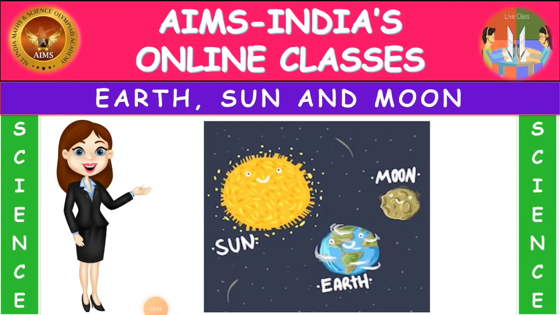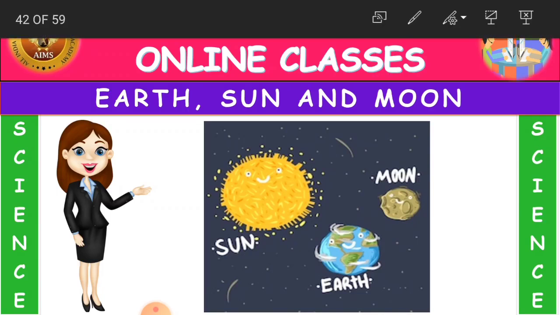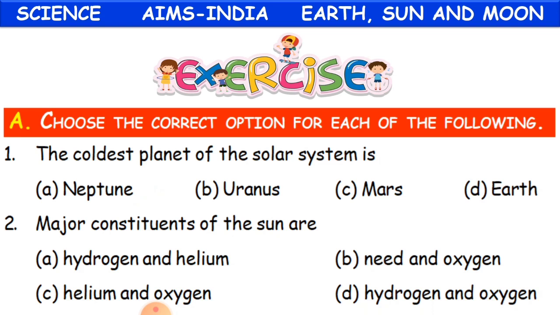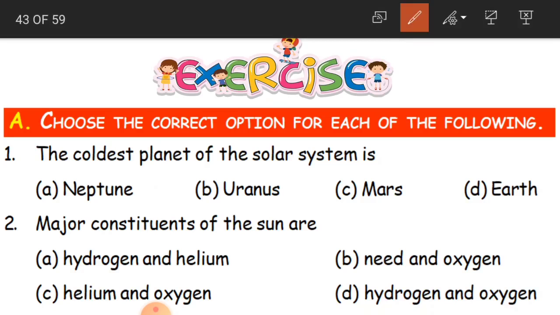Today from our science subject, let us do some exercises from the lesson Earth, Sun and Moon. Okay children, the first exercise here is: choose the correct option for each of the following. We have already completed the lesson, so we have learnt so many things which deal with Earth and the universe. Let us choose the correct option for the questions.